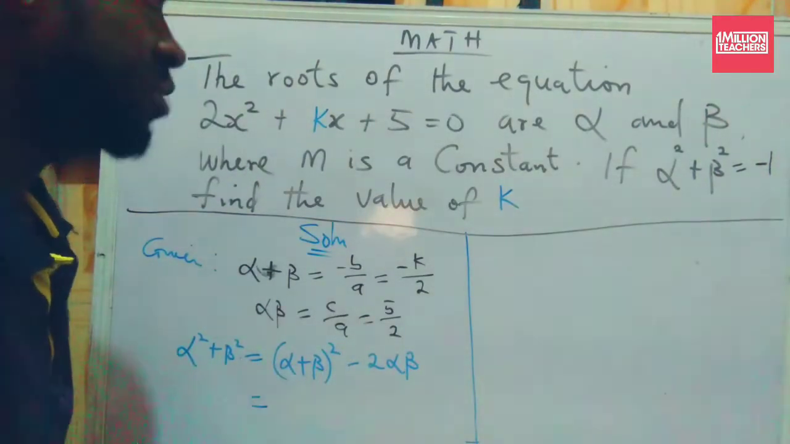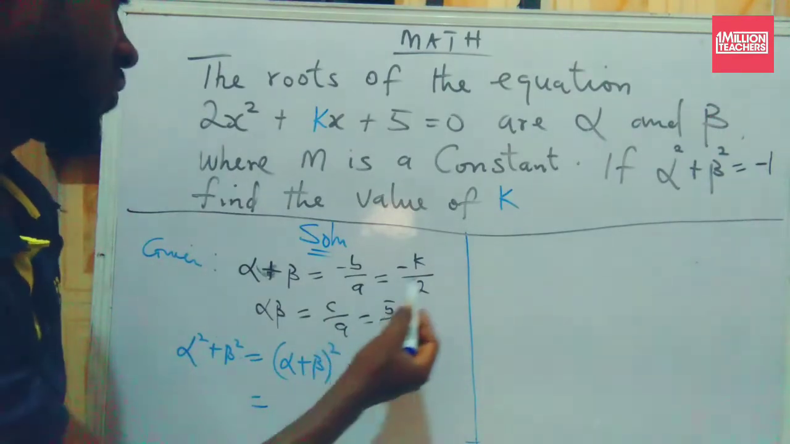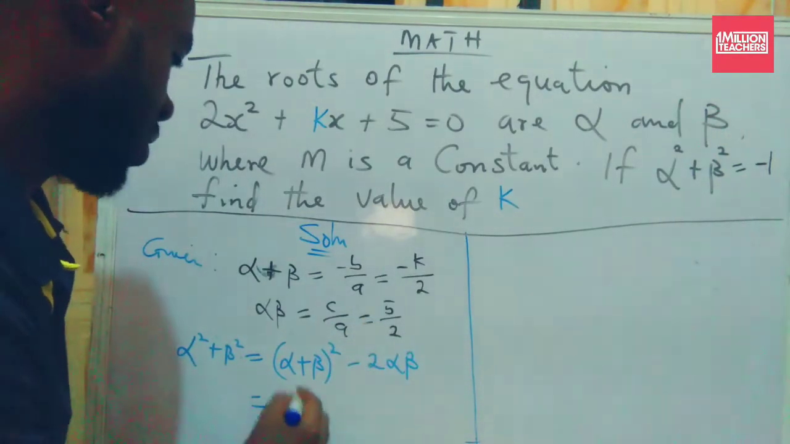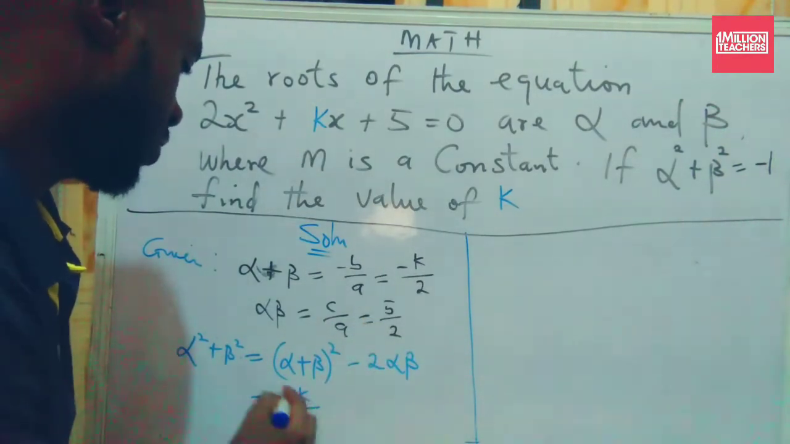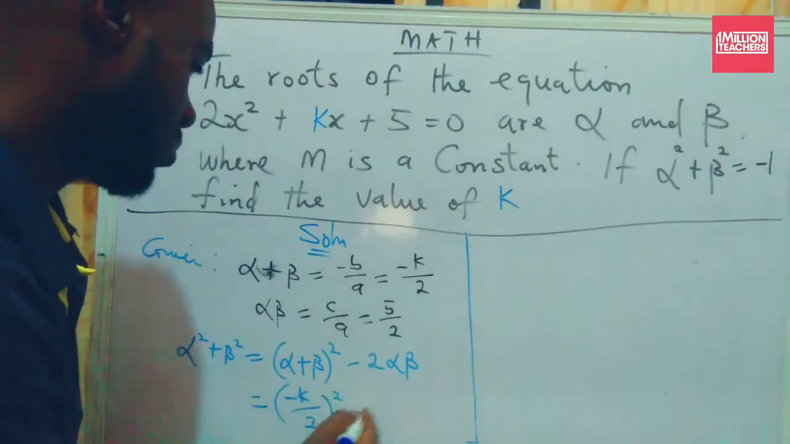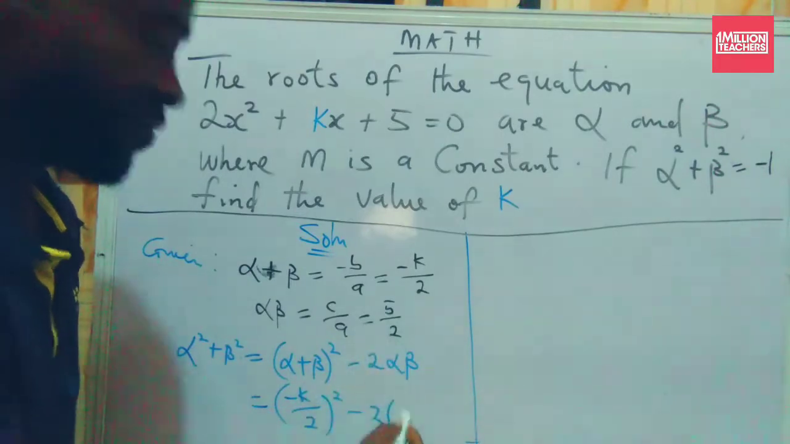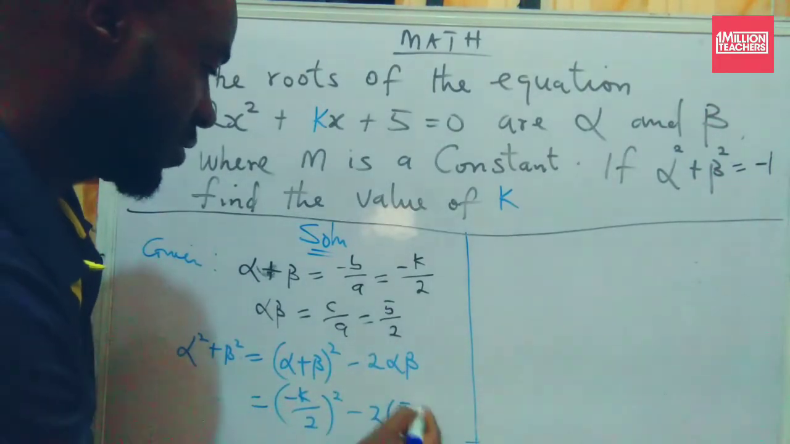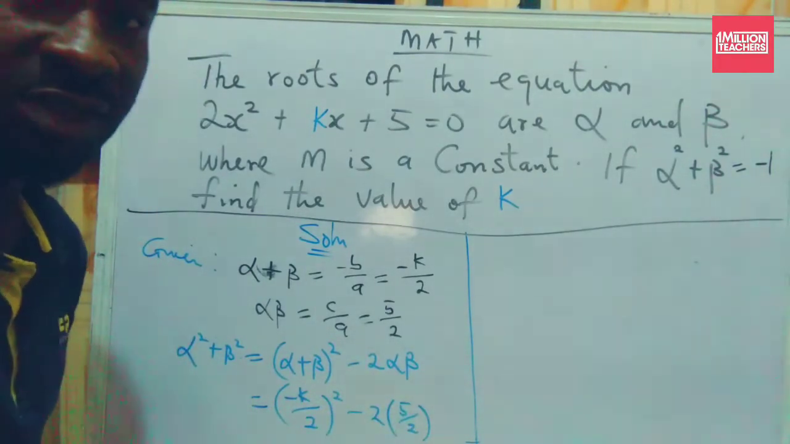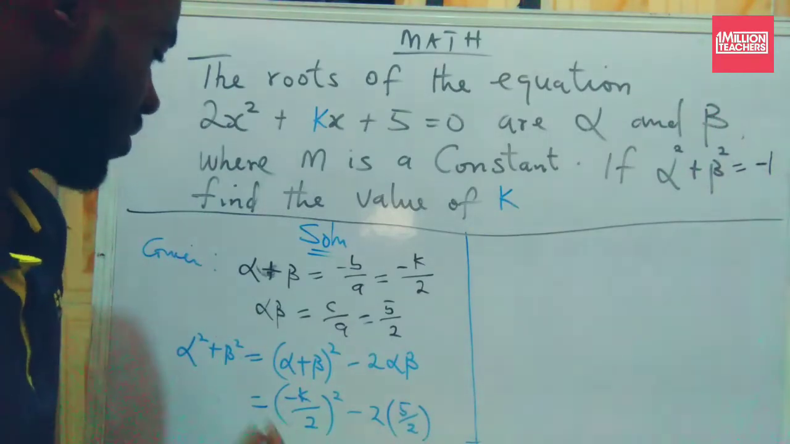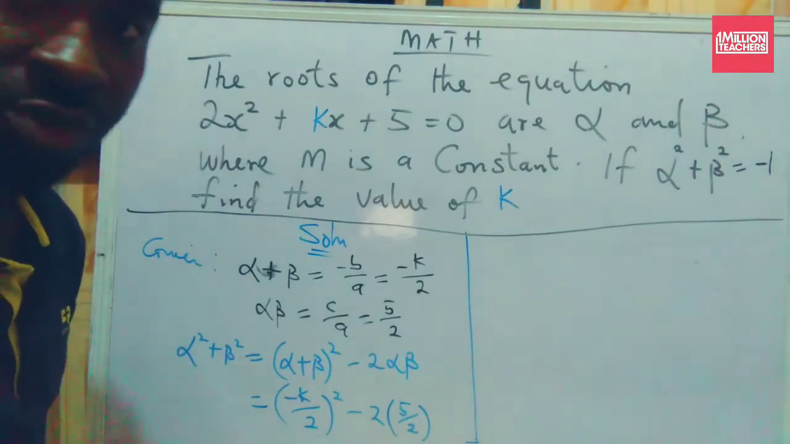So alpha plus beta is given to us from our formula as minus k over 2, all squared, minus 2 alpha beta. Our alpha beta is what? 5 over 2. Can you see that? So I've just plugged in everything. So all we need now is to substitute.